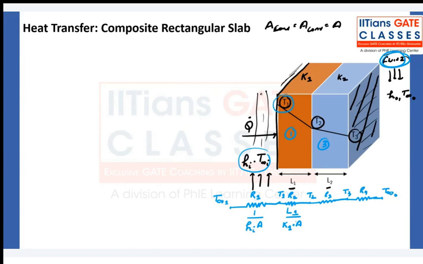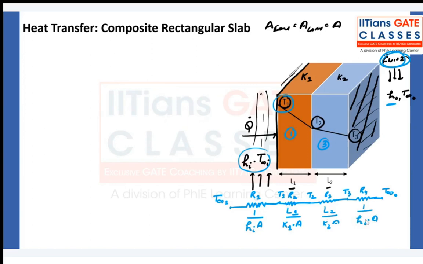Chalo. Now, what is the R3? Very quickly. What is R3? L2 upon K2 A. Yes, very nice. And the final resistance is convection resistance h out, and area will remain same. Very nice.